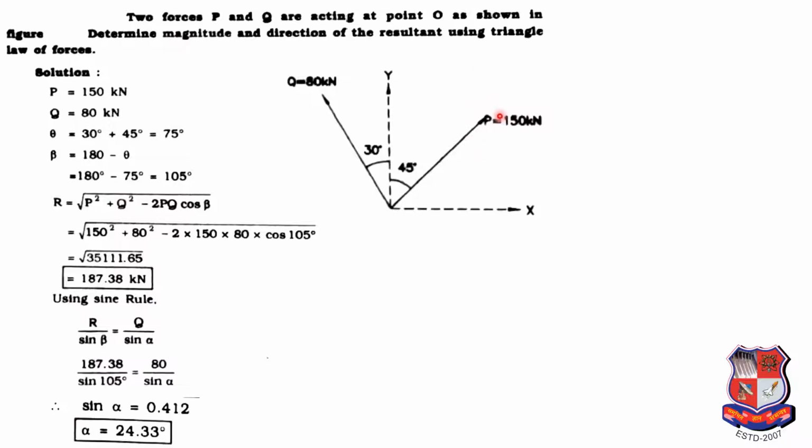Okay. So as per figure, in the figure forces are given. Here force P is given 150 kilonewton. Force Q is given 80 kilonewton. Angles are already given here with y-axis. Here 45 degree angle, here 30 degree angle. Okay. So we will identify what data is given. So as per that, P is equal to 150 kilonewton, Q is equal to 80 kilonewton, and theta is equal to 30 plus 45 degree is equal to 75 degree.